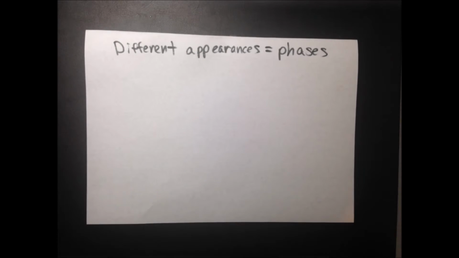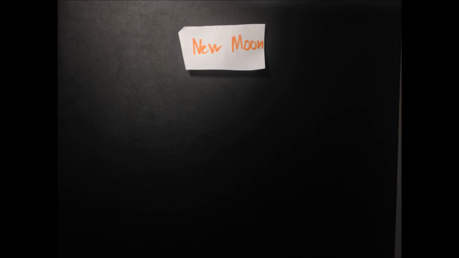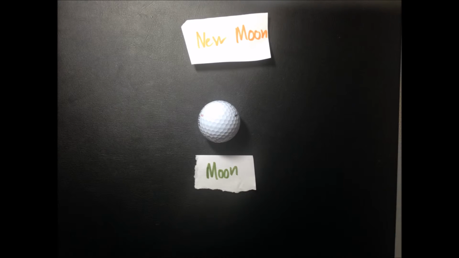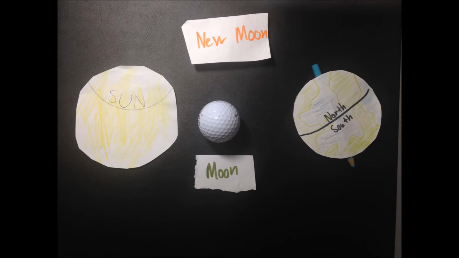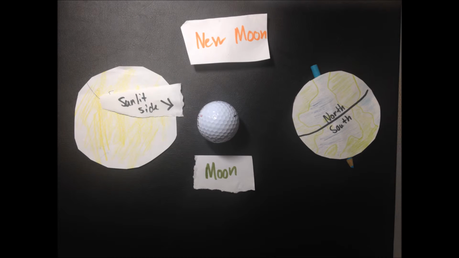There are 4 phases of the moon. First we have the new moon. This is when the moon is between the sun and the Earth, causing the sunlit side to face away from the Earth. After the new moon, a small line of light can be seen on the eastern side.